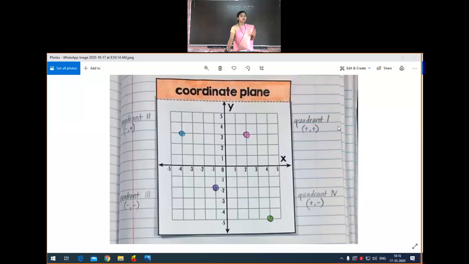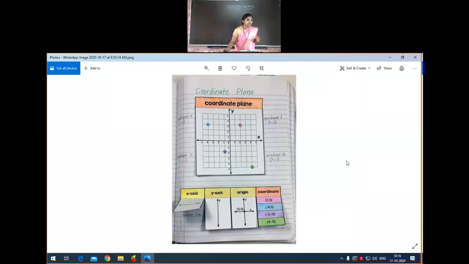Quadrant. When the horizontal line and vertical line, in the sense when the x-axis and y-axis, intersect each other at the origin, it divides the plane into 4 parts. Each part is known as a quadrant. Quadrant means 4, no? Now, look at the second figure. Here we have one figure.